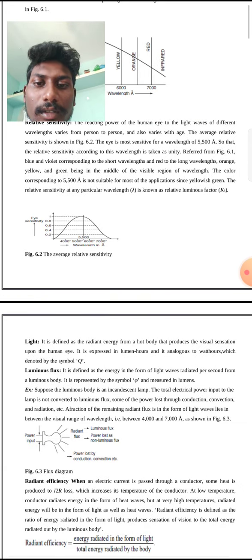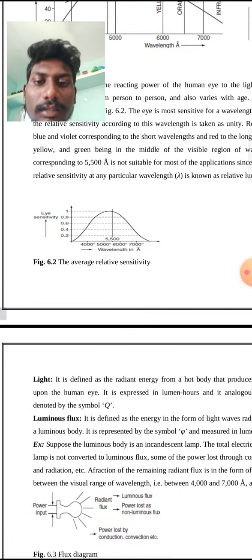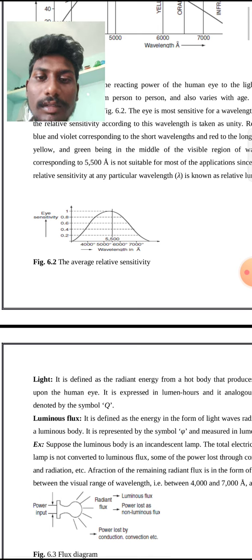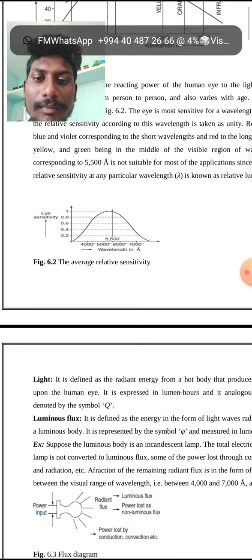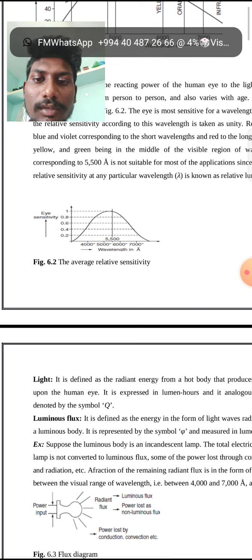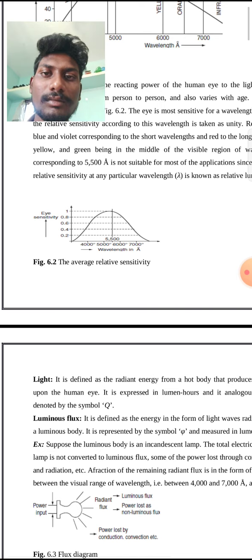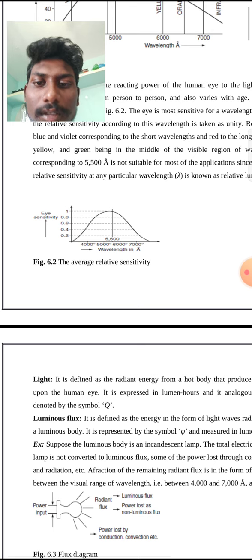As shown in the figure, the average relative sensitivity is plotted with eye sensitivity on the y-axis, from 0.2 to 1 in steps of 0.2, 0.4, 0.6, 0.8, 1, and wavelength on the x-axis.